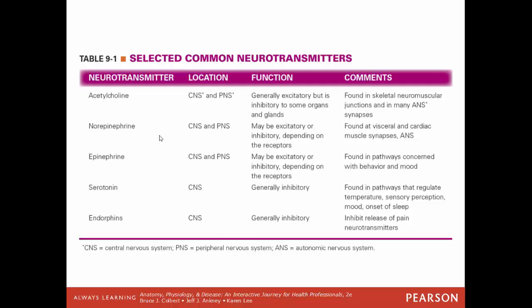Acetylcholine, a very, very important neurotransmitter, we find in neuromuscular junctions with the skeletal muscle. It also plays a role in Alzheimer's treatments. Norepinephrine and epinephrine are hormones, but they can also function as neurotransmitters.